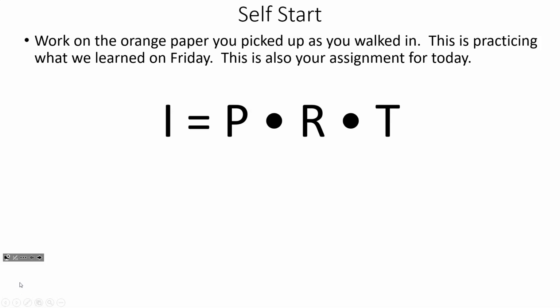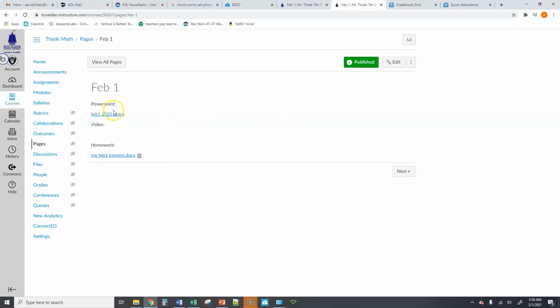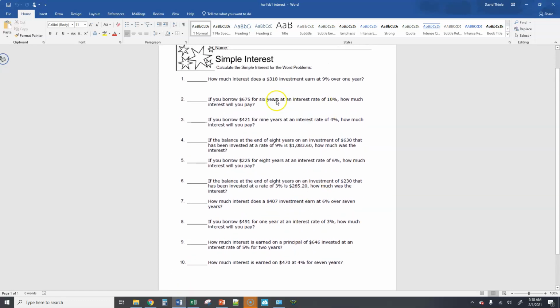For the self start today, people will be picking up an orange paper as they come in to practice their interests that we learned on Friday. This can be found on Canvas under the homework, and it looks like this. People will be doing this for their self-start, but then finishing it at the end of the day as their homework. So there you go.